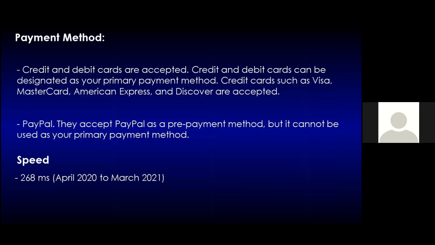In payment method, they are currently accepting payments via credit and debit cards as primary payment method. And also, they accept PayPal as pre-payment method, but it cannot be used as your primary payment method. And the speed is 268 ms from April 2020 to March 2021.